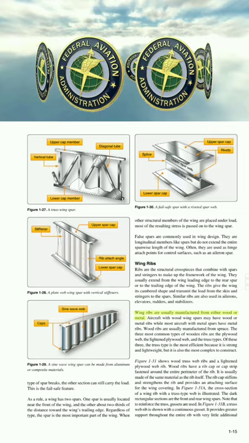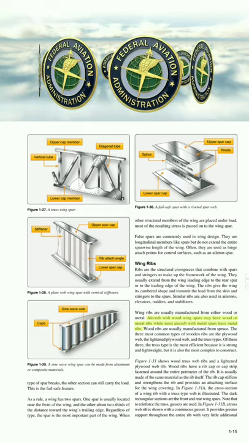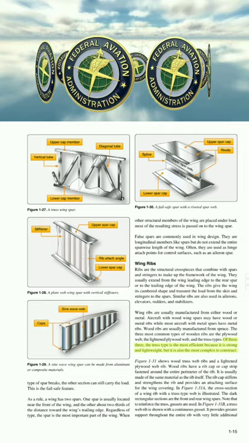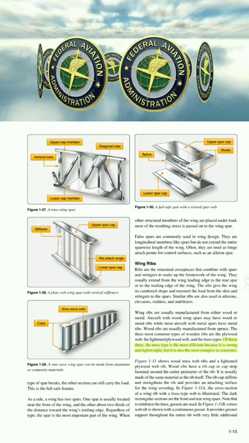Wing ribs are usually manufactured from either wood or metal. Aircraft with wood wing spars may have wood or metal ribs, while most aircraft with metal spars have metal ribs. Wood ribs are usually manufactured from spruce. The three most common types of wooden ribs are the plywood web, the lightened plywood web, and the truss types. Of these three, the truss type is the most efficient, because it is strong and lightweight, but it is also the most complex to construct.